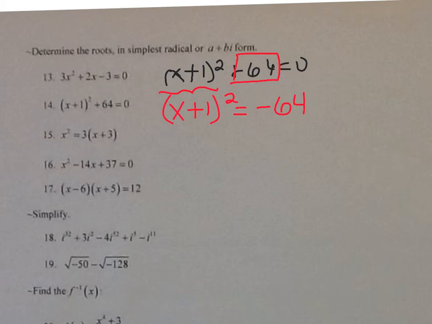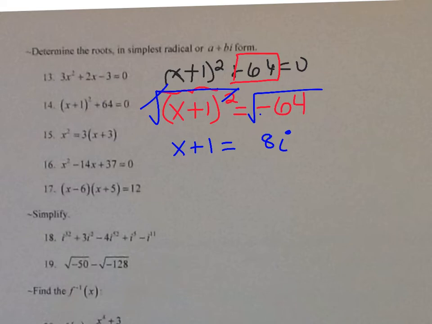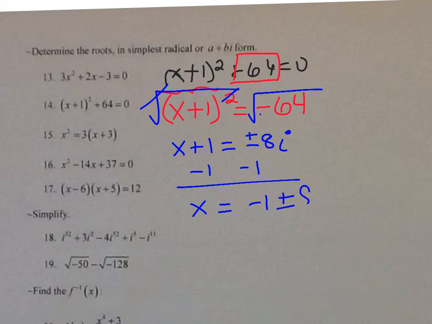To get rid of the square, you square root both sides. Remember, a square and a square root cancel each other out, so now I'm left with x plus 1 equals. The negative under the square root becomes an i. The square root of 64 is 8. Now remember, we're square rooting, so it's plus or minus. Minus 1 from both sides, that goes in front of the plus or minus, so x equals negative 1 plus or minus 8i. That's simplest a plus bi form, which is what it says here. I just happen to have two answers.